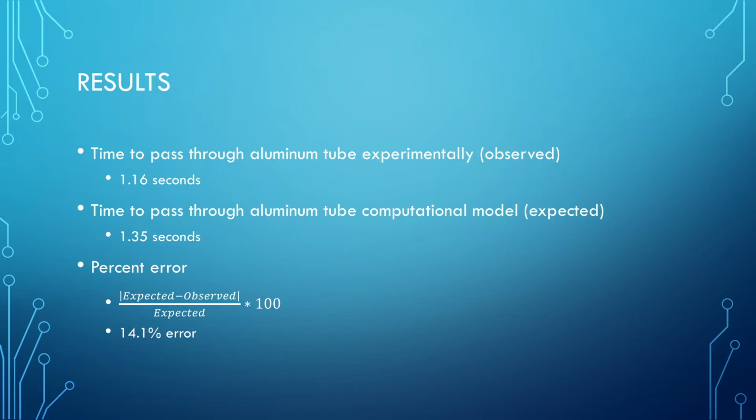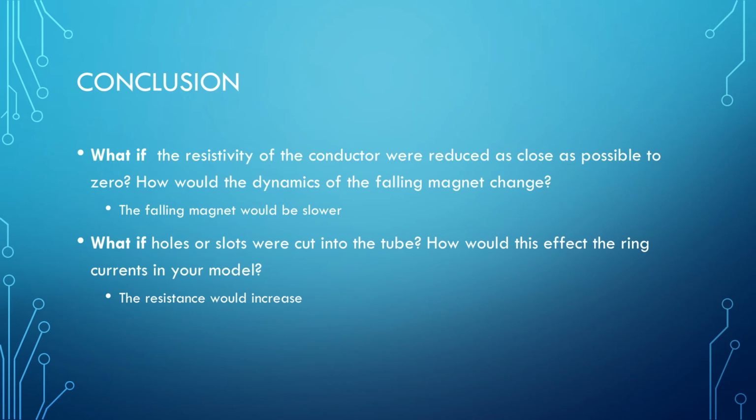So here I calculated percent error. I'm not sure if this was necessary, but I said that the computational model was the expected value, and the experimental result was the observed value, and I got 14.1% error from the experimental to the computational model. And in conclusion, we have to answer 2 questions.